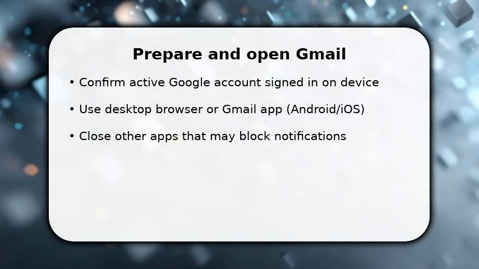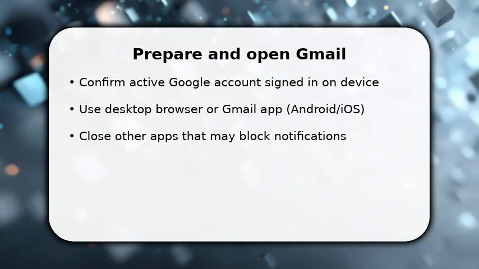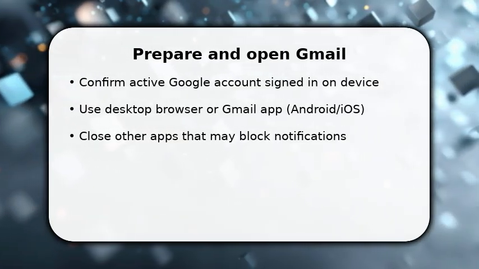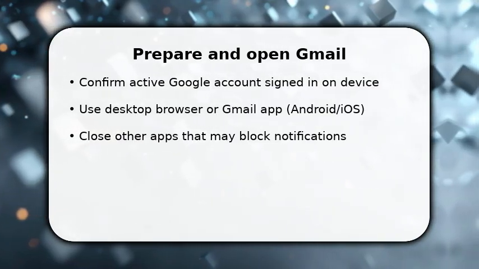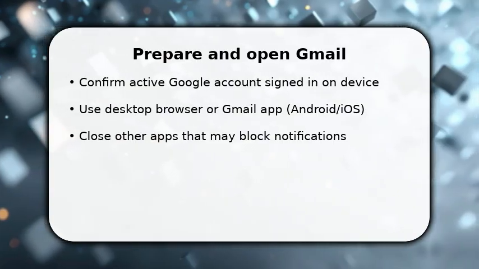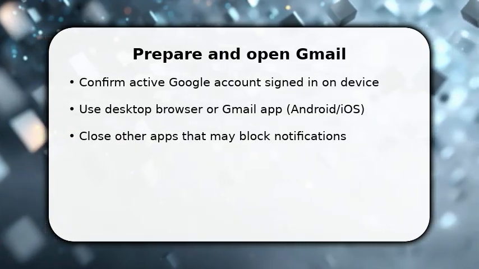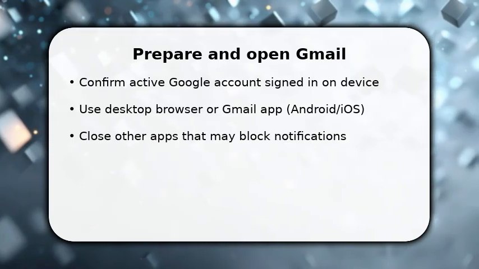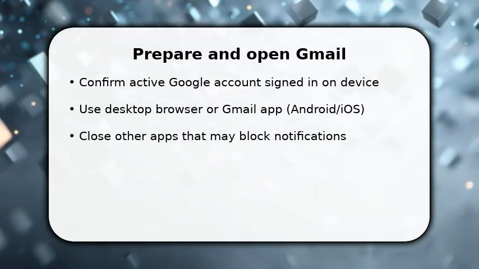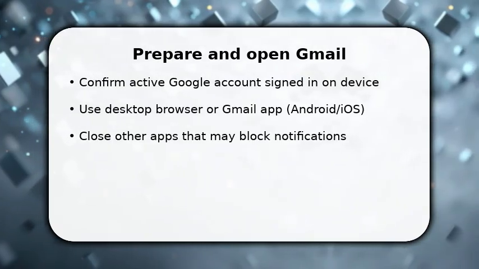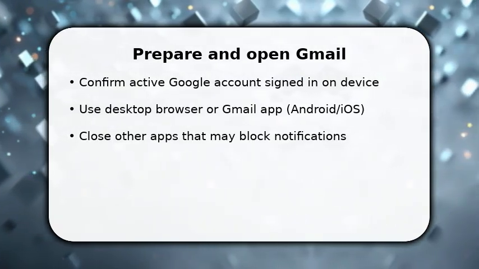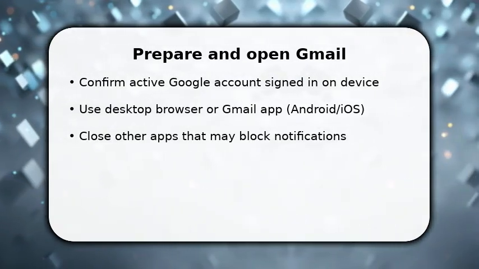You're starting now. First, confirm you're signed into the Google account you want notifications for, and open Gmail on the device you use most. Once open, make sure you choose Desktop Browser or the Gmail app depending on your platform. They show different settings. If on mobile, allow system notifications permission when prompted so Gmail can post alerts. If using multiple accounts, tap your profile and switch to the correct account before moving to settings.